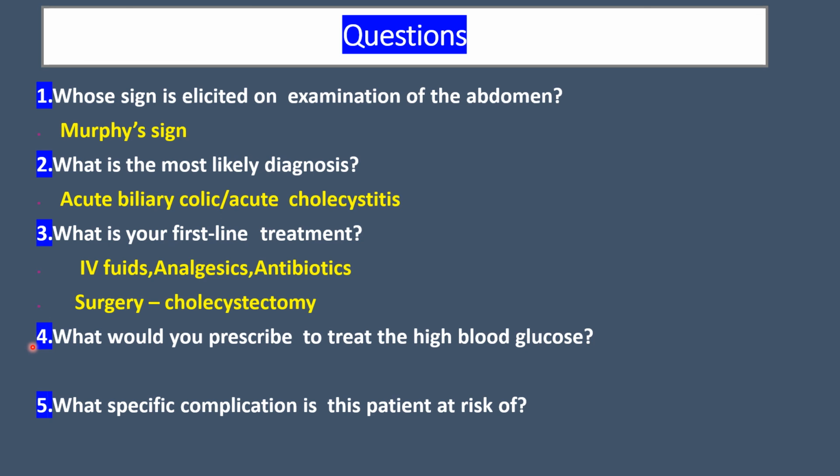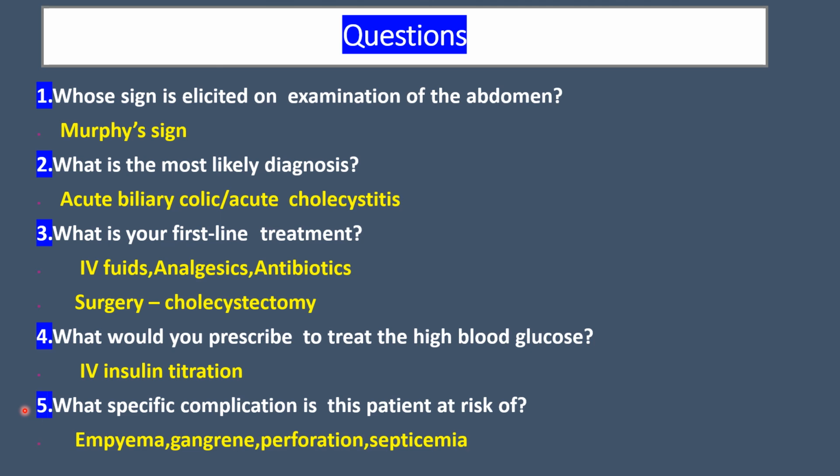What would you prescribe to treat the high blood glucose in this patient? I would give him IV insulin titrated against the blood sugar. And question number 5: what specific complications is this patient at risk of? Empyema of the gallbladder, gangrene, perforation, and septicemia.